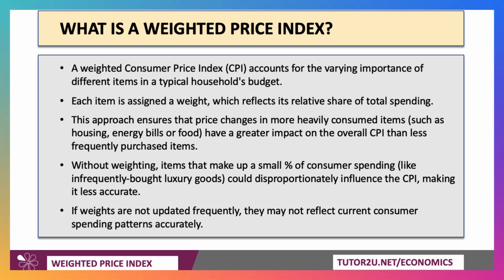And this approach helps to ensure that price changes in more heavily consumed items, particularly housing, energy bills, food, have a greater or bigger impact on the CPI than less frequently purchased items, such as a new car, for example, or a holiday. Now, if we didn't weight the index, items that make up a small percentage of spending could disproportionately influence inflation, making it less accurate. The weights are updated relatively frequently. If they're not, they may not reflect current consumer spending patterns accurately.